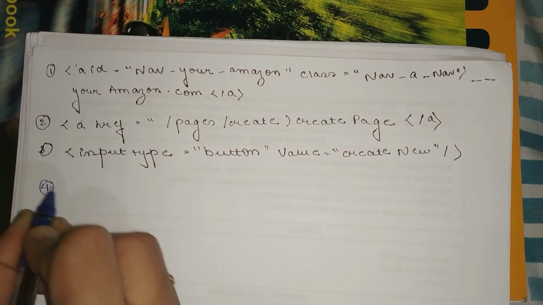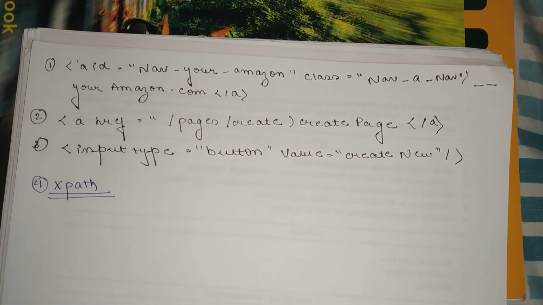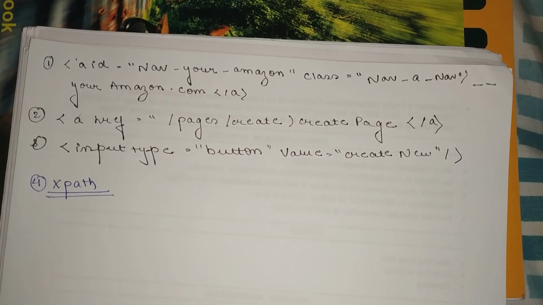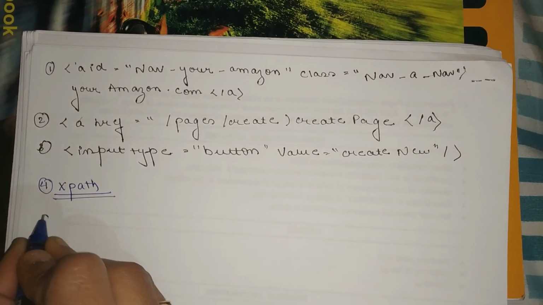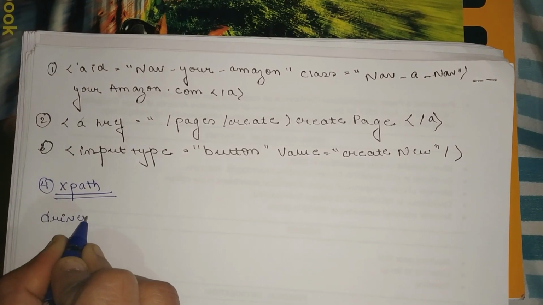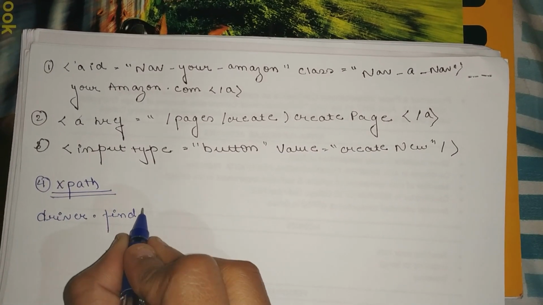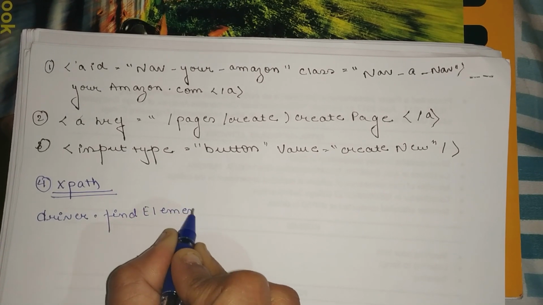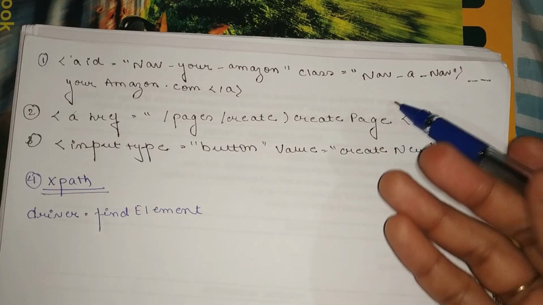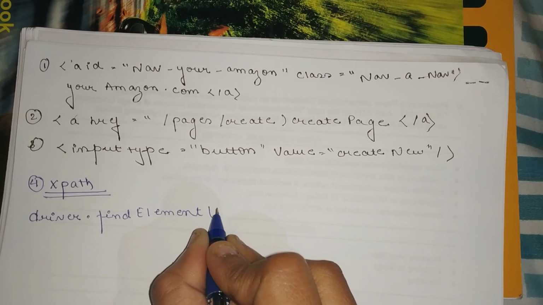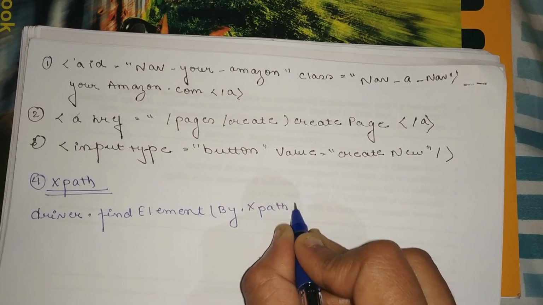The fourth one is XPath. XPath is the XPath locator. Okay, so how to write an XPath locator? Suppose we are writing an XPath locator for this third HTML code. How to write? Driver dot. Actually, XPath is a very big topic, but today I will give the basic syntax of how we write it, seeing this HTML code. By practicing day by day, it will become easy.